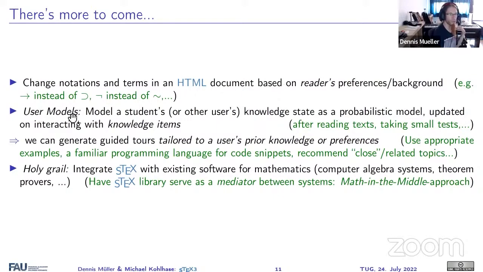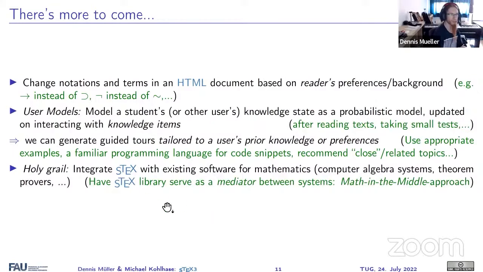We're also actively working on user models where we want to have a probabilistic model that represents what we think a user already knows. That makes it much more effective to generate proper guided tours specifically tailored for users. For example, by just omitting everything that we know they know already anyway, or by recommending them appropriate examples based on what prior knowledge they have, by showing them code examples in whatever programming language they know, which is very helpful at a computer science department.